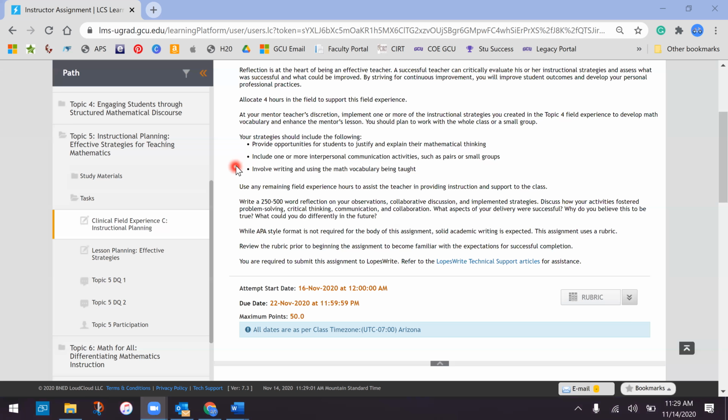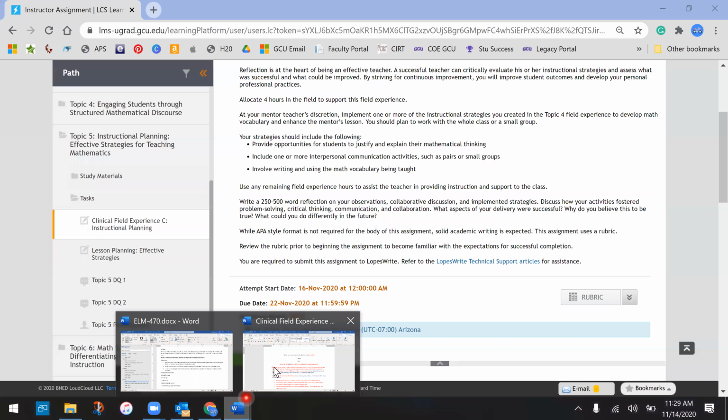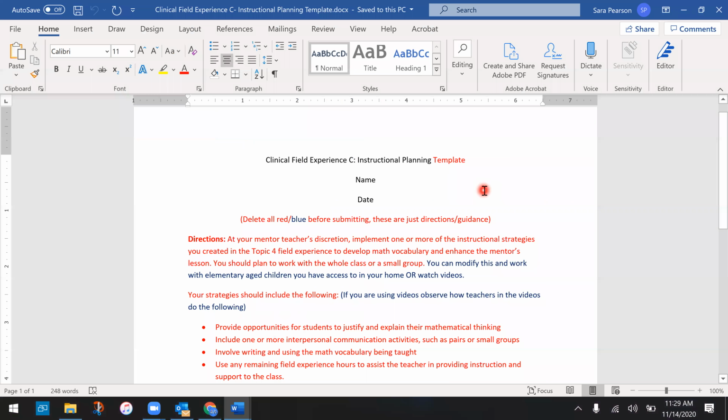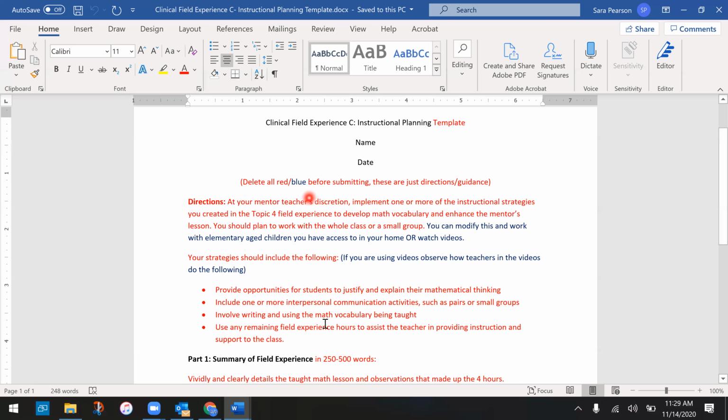Let's go ahead and take a look at the template I created to support you in writing up your field experience. I do include some red text on here that can be deleted. This is just the assignment directions copied and pasted in here. And then the blue talks about some modifications you can make.